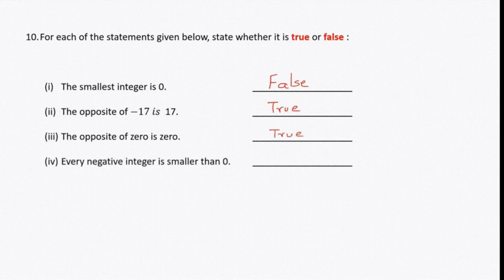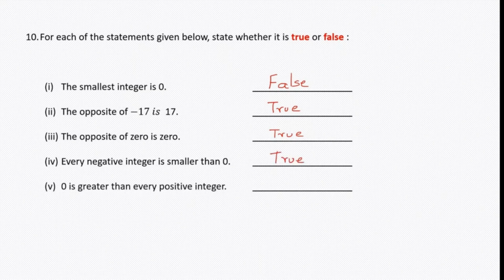Every negative integer is smaller than 0. Yes, because all negative integers come to the left of 0. So every number that comes to the left of any number is smaller. So this statement is true. 0 is greater than every positive integer? That's false because 0 is on the left of the positive integers. So that statement is false.